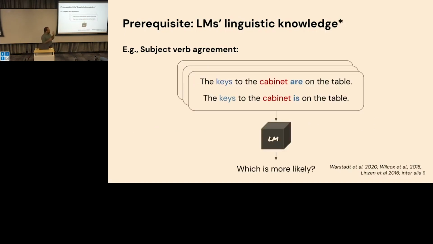So this is the paradigm I operate under, where you present the model with a test. Let's say you're interested in the nature of subject-verb agreement in the model. You have the subject of the sentence, the keys, then some intervening text, to the cabinet, and the question is, does the model agree with the number of the subject? It should be more likely to say are than is. Since language models are natural next word predictors, you can simply prefix the model with the keys to the cabinet and measure the relative log probability of are versus is.